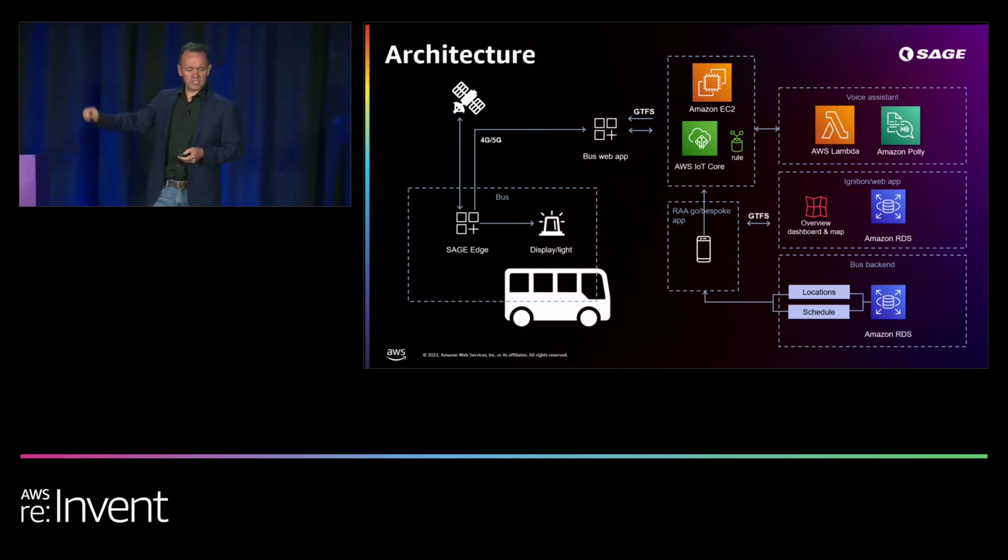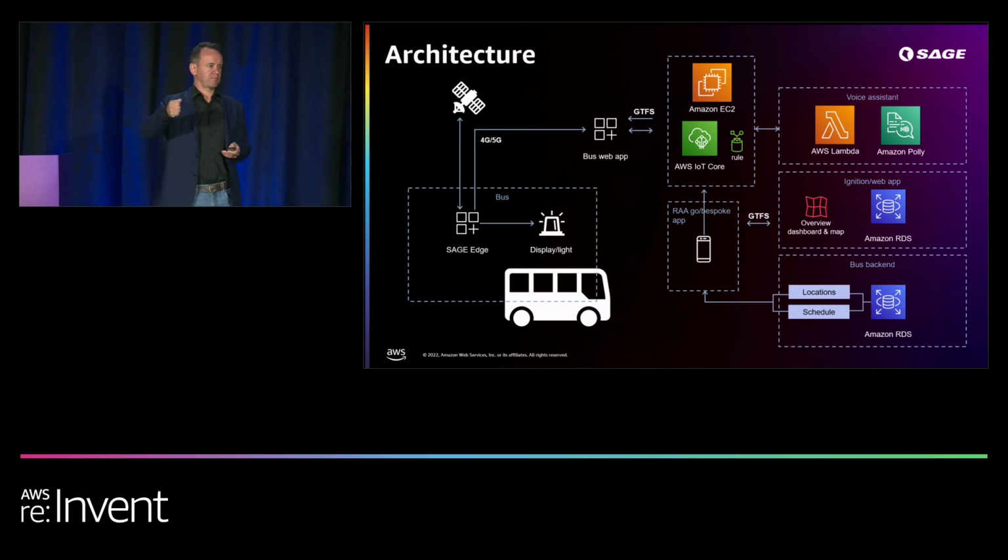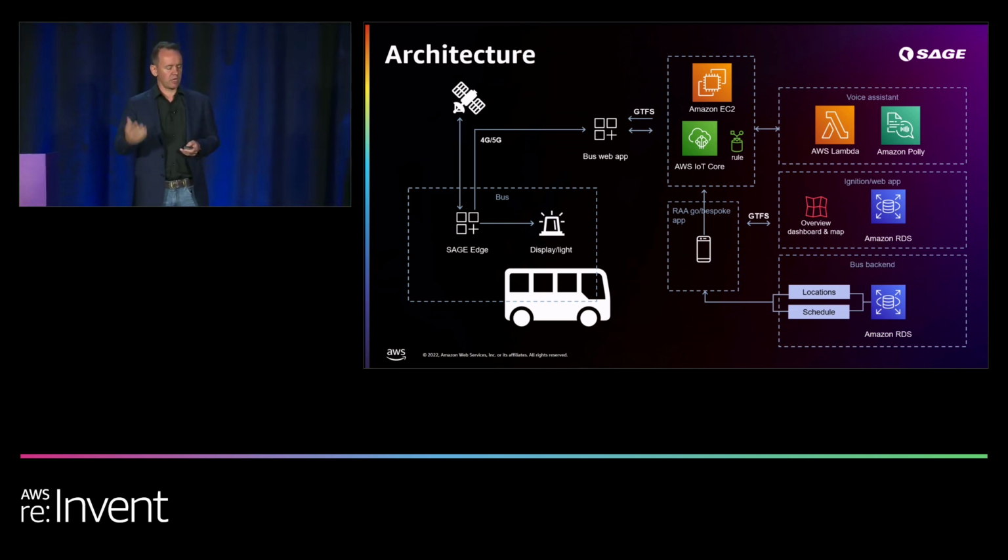And the interesting innovation here is the use of Amazon Polly. So if you had visually impaired passengers, they could basically turn the bus timetable into audio so that they could understand what was coming next.